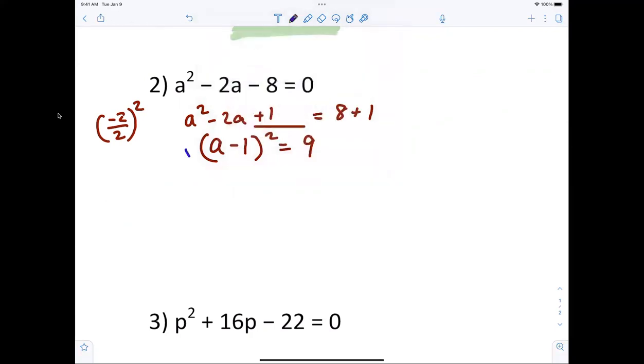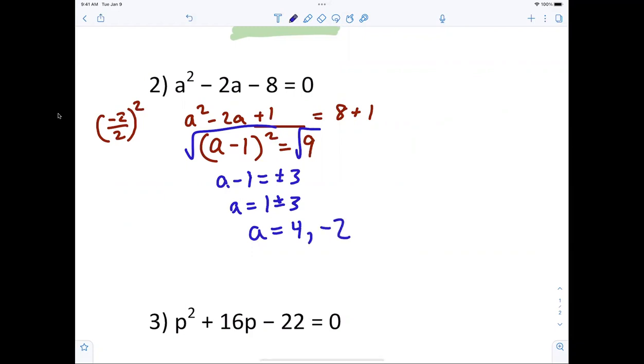Now what do I do? Take the square root. So now a minus 1 equals plus or minus 3. Add 1. A equals 1 plus or minus 3. A equals, help me. A equals 4, or, bless you. I got you, Ryan. 4 or what? Or -2. 4 or -2. Thank you. A equals 4 or -2.